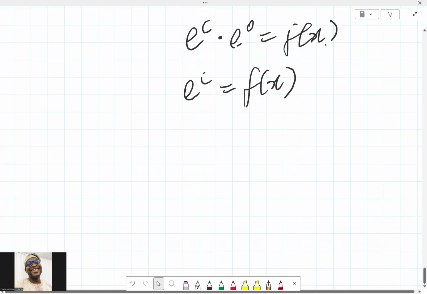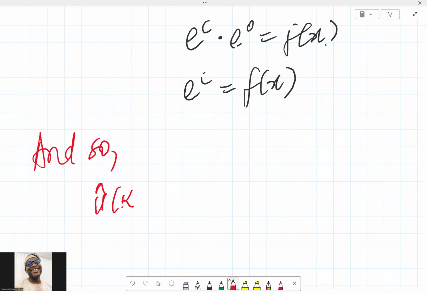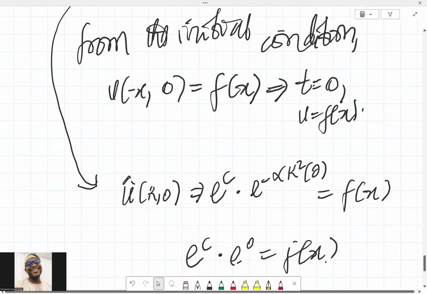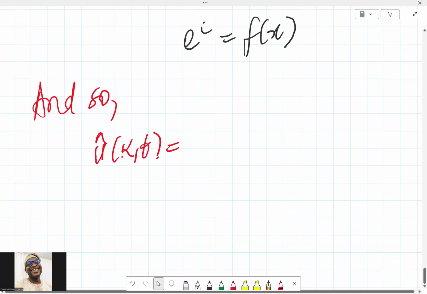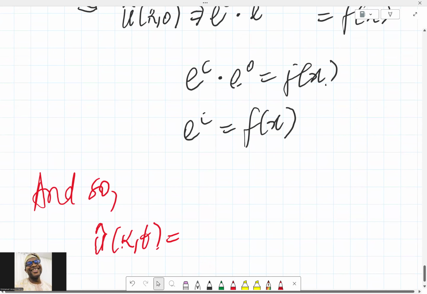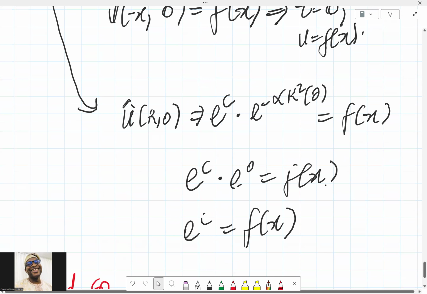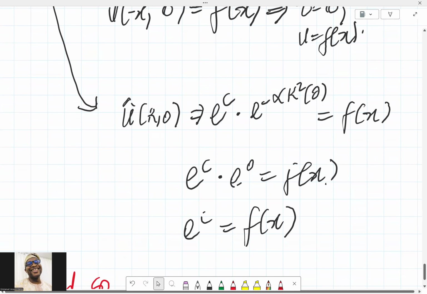Therefore, u cap of k comma t, which we had already as e raised to the power c times all that, will simply be, since we are doing transform stuff, right?